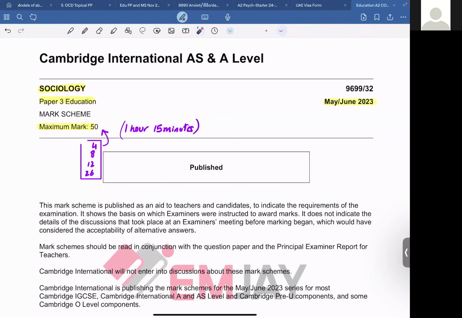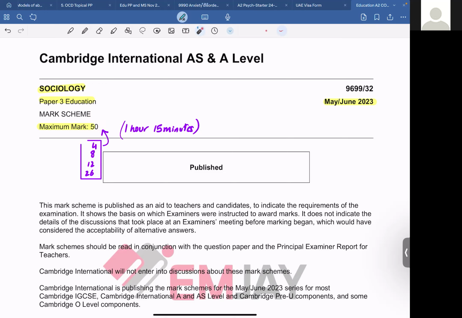Hello, everyone. In our revision lesson today, let's use the paper that we had in May-June 2023, variant 3B for A2 Sociology, paper 3 Education. Now, this paper is of 50 marks and you get 1 hour and 15 minutes to attempt this paper.